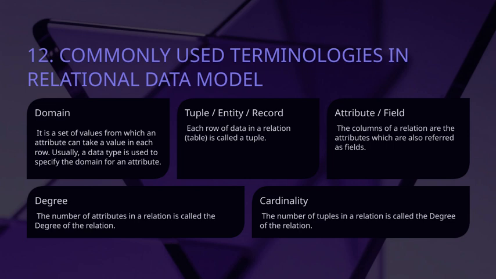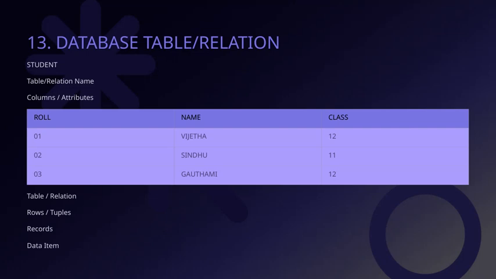Then there's the concept of cardinality. This refers to the number of tuples, or rows, present in a relation. It indicates how many records are stored within a particular table. Finally, we have attributes or fields. These are the individual columns in a relation, and they're often called fields as well. They define the kind of data stored in each column. Understanding these key terminologies helps us better grasp how relational databases organize and manage data efficiently within the overall data model.